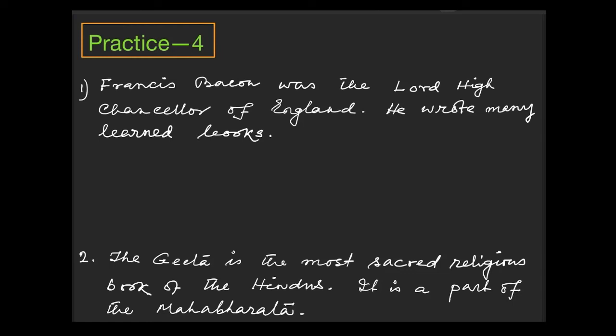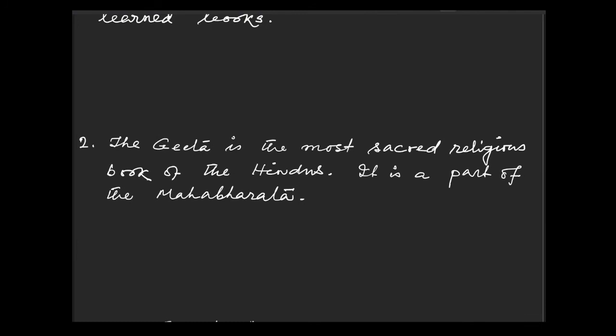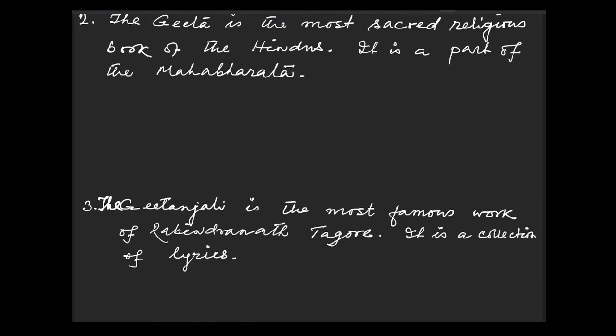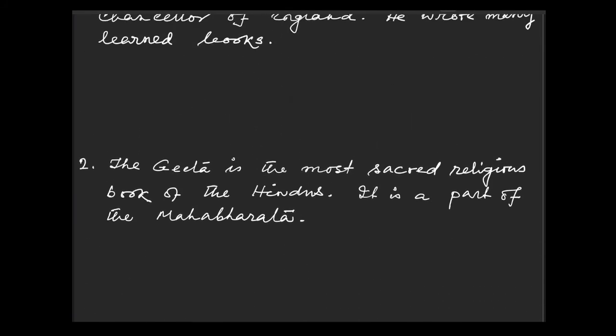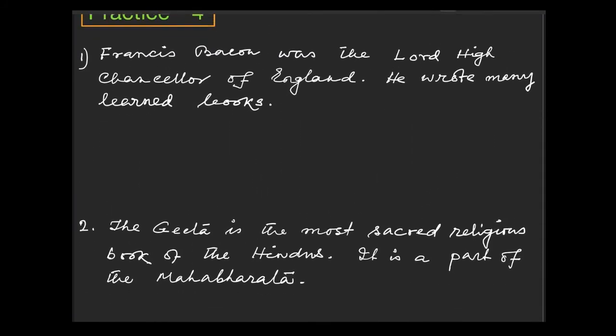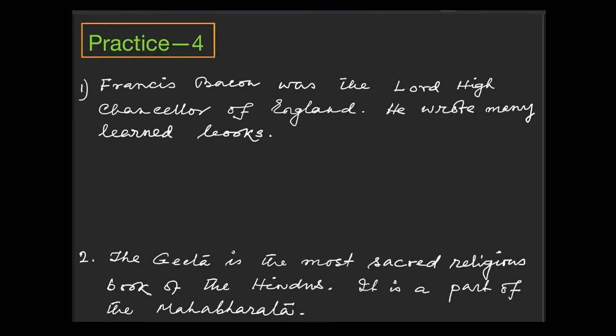Francis Bacon was the Lord High Chancellor of England. He wrote many learned books. Second one, the Gita is the most sacred religious book of the Hindus. It is a part of the Mahabharata. The Gitanjali is the most famous work of Rabindranath Tagore. It is a collection of lyrics. Okay. Now copy these sentences in your notebook and do the work yourself. And when they are done, come and check your answer with my answers. Okay.